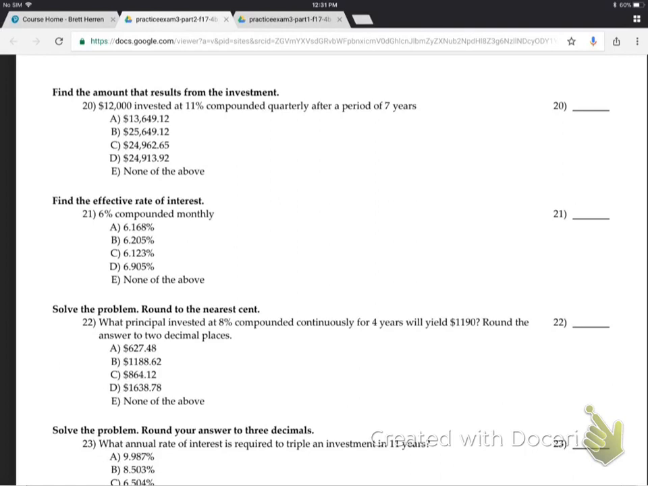All right, 19. Find the amount that results. Actually, 20 is easy. I'm going to go on to 21. 21. 6% compounded monthly. Find the effective rate. How do you find effective rate? What do you do for effective rate? Yeah, there's the 2 formulas I'm going to give you at the top of the exam. I forgot to put it at the top of the practice exam. I'm going to give you 1 plus R over N to the NT, and I'm going to give you PERT. So those will be right at the top of the exam.